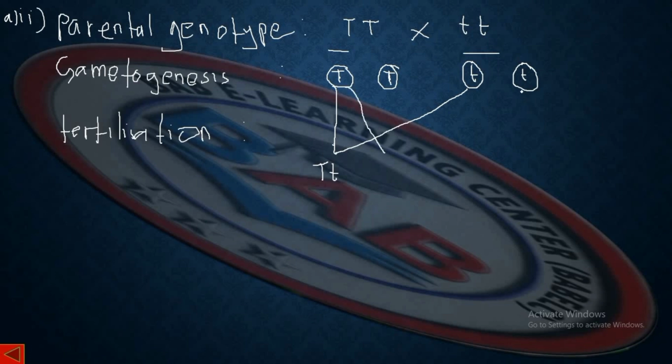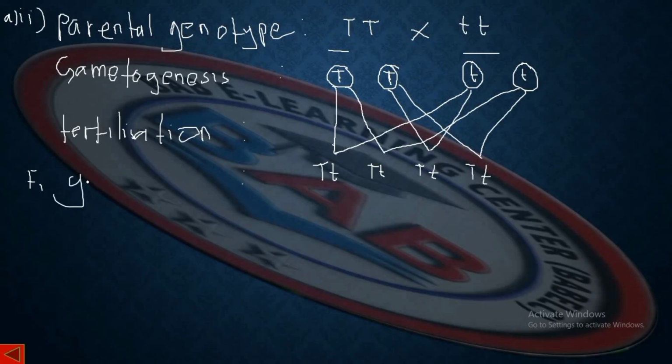And this sperm also fertilizes this, forming a zygote here, or an offspring. This one also does the same. It also reacts with this. So here we obtain the F1 generation. This is the F1 genotype.